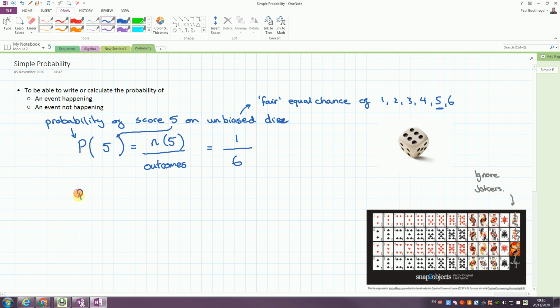Take a moment to think, what does this ask for? It's asking me what's the probability of scoring 2 or 3. So the number of 2 or 3s is 2 over the number of outcomes, which is still 6 for a standard dice.